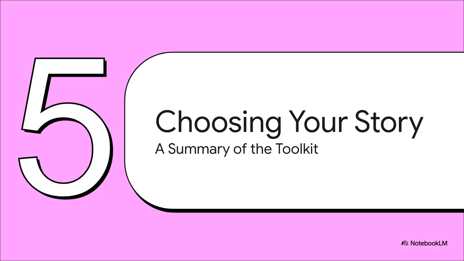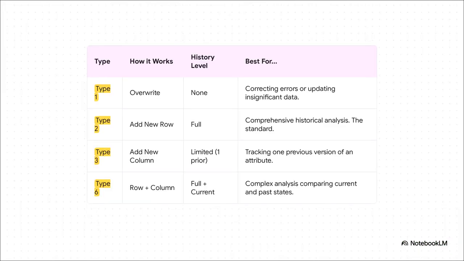Ultimately, this is a toolkit for telling your data's story. And choosing the right SCD type, it's not just some technical detail. It's a strategic decision about which parts of your history are actually important enough to save and to analyze. So here's a little cheat sheet to wrap things up. Type 1 overwrites, no history. Use that for corrections. Type 2 adds a new row, full history. This should be your go-to standard for any important analytical attributes. Then you have Type 3, which adds a column for some limited history, and Type 6, which combines the power of row versioning and extra columns for the ultimate analytical flexibility.